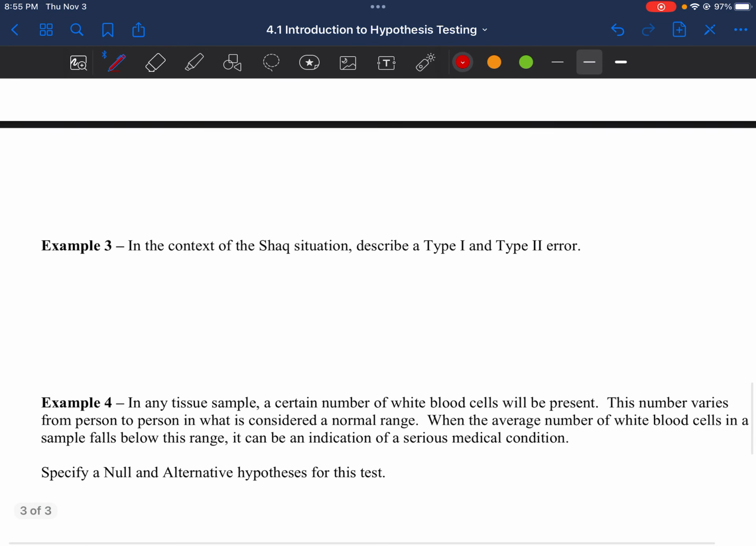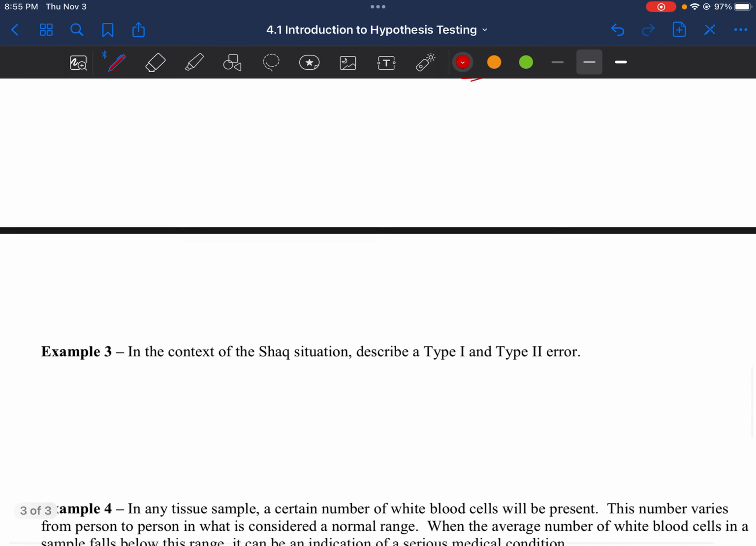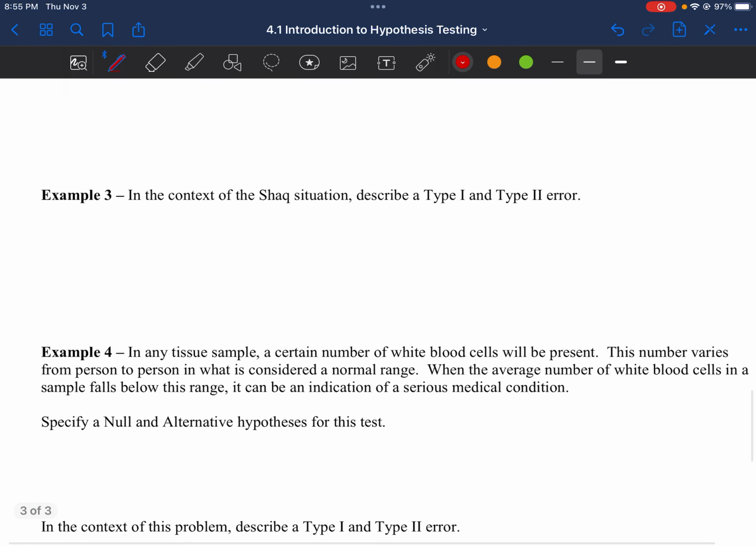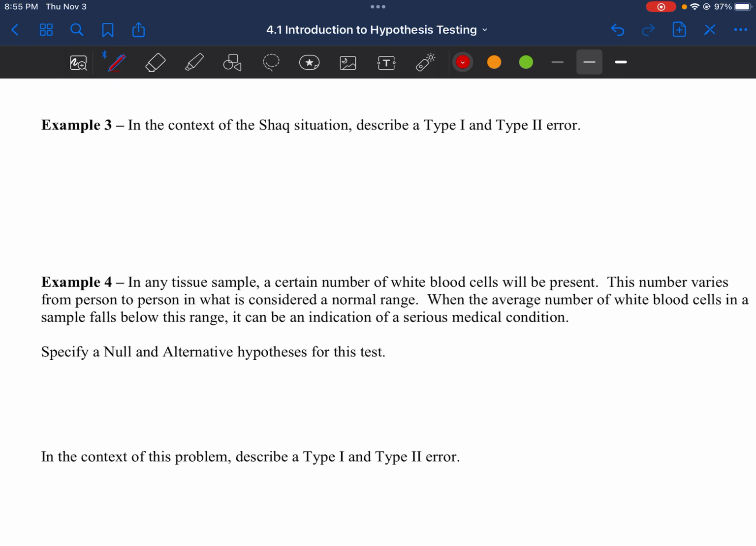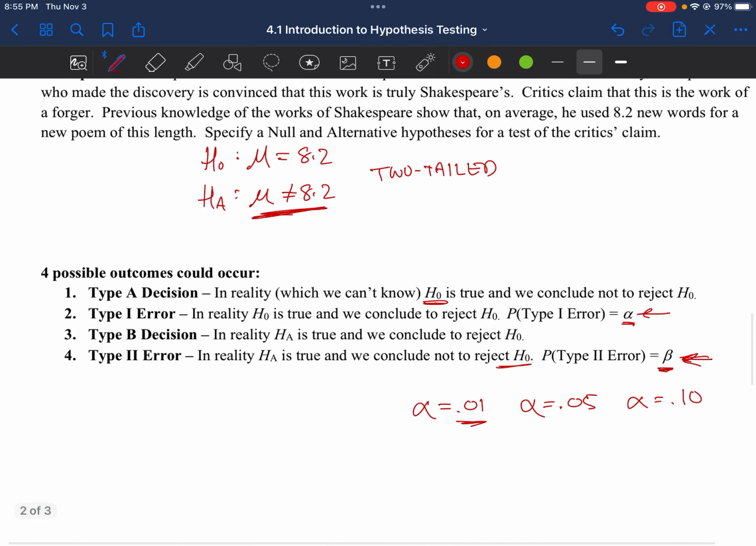So what I want to talk about now is a little bit more about this type 1 and type 2 error. So in the context of the Shaq situation, we want to describe a type 1 and a type 2 error. So we said that the null hypothesis for Shaq was that his free throws were still going to be, what was the percentage, 53.3.